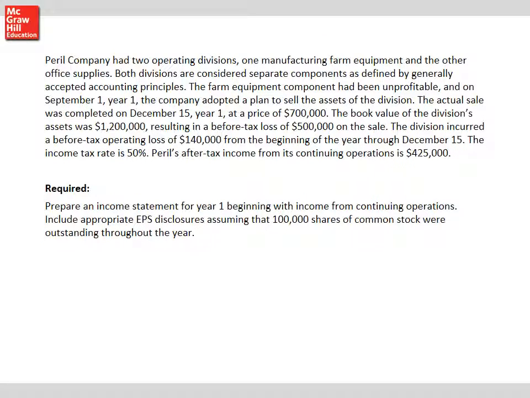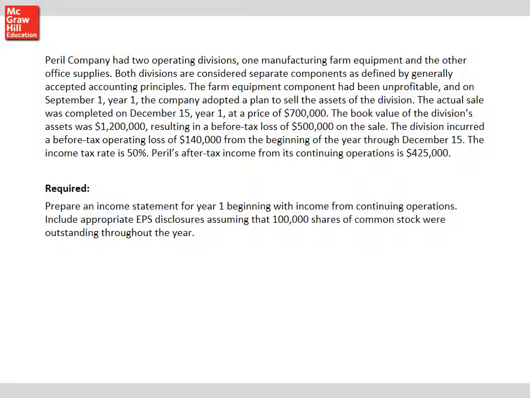Let's look at 4.6. Parallel Company has two operating divisions, one manufacturing farm equipment and the other office supplies. Both are considered separate components as defined by GAAP. The farm equipment component had been unprofitable, and on September 1st of year one, the company adopted a plan to sell it. The actual sale was completed December 15th of year one at a price of $700,000. The book value of the asset sold was $1.2 million, resulting in a before-tax loss of $500,000 on the sale.